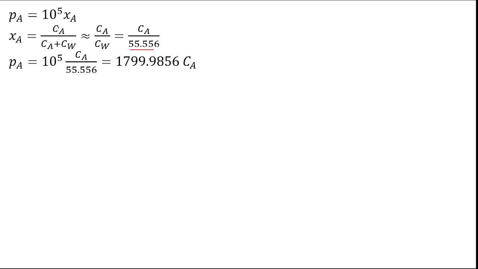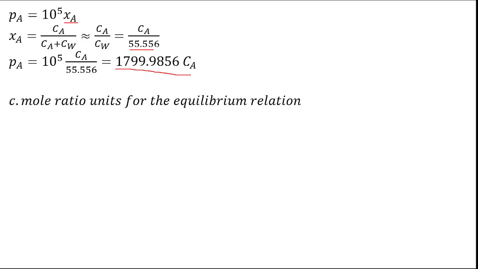So we have our original expression. We just found our XA to be CA over CW, and we've calculated CW. So I can replace XA here with that expression, and I'll have this. If I simplify, 10 to the power 5 over 55.556 will give me this form. So PA is equal to 1799.9856 CA.